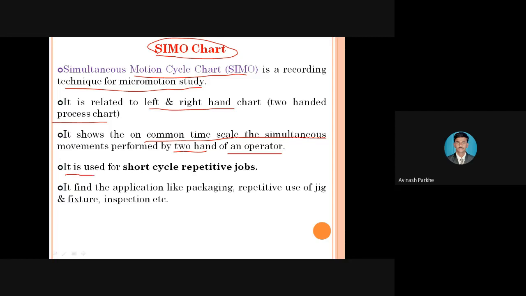And this Simo chart is used for short cycles and repetitive jobs. This line is very important. This Simo chart is used for short cycles and repetitive jobs.